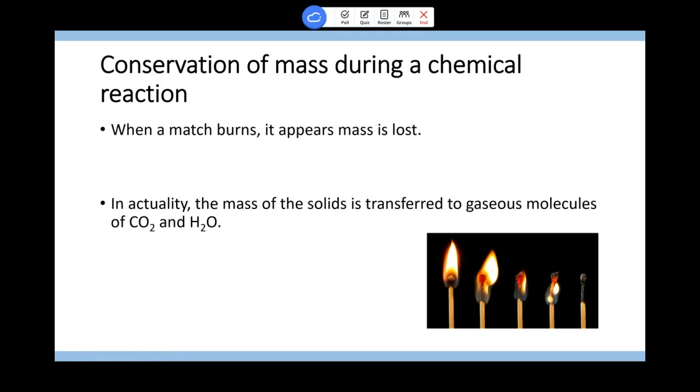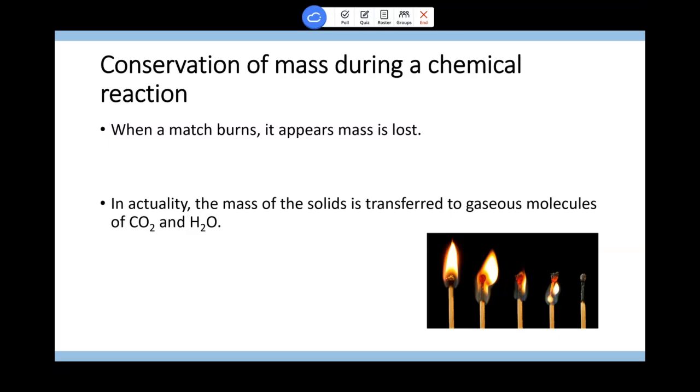So when you're burning a match or you have a bonfire and you have logs burning, it might appear that mass is lost. So we burn the logs and then we just have ashes left over. That's a lot less mass than the logs that we start with. Or if you're burning a match, the match has more mass at the beginning than after it's burnt for a while and fires out. It's a smaller item. So it looks like mass is lost. That's actually not the case.